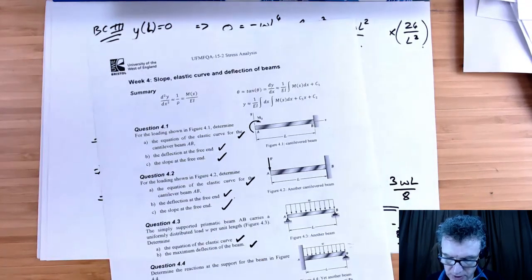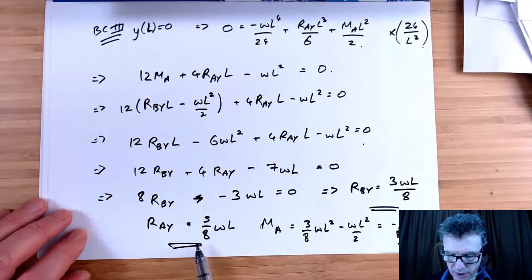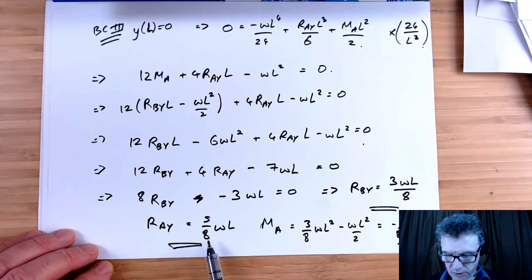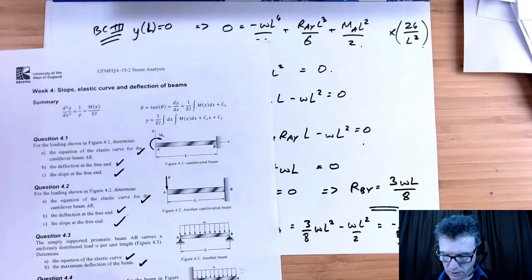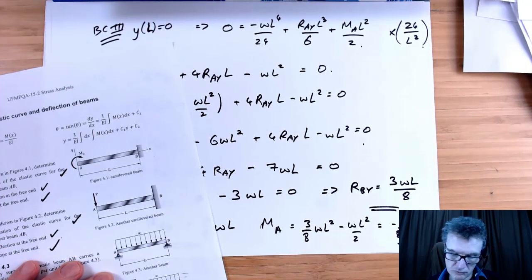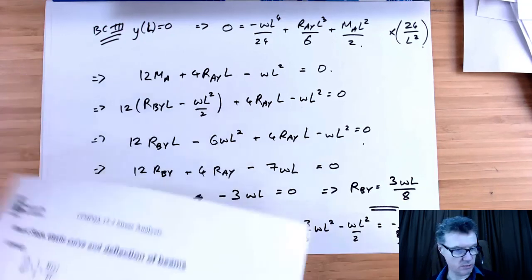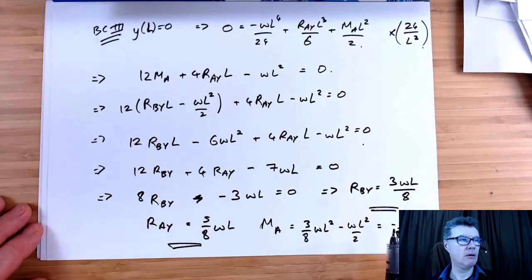Determine the reactions. Actually, we didn't need it. Determine the reactions of the support. So there we go. So the reaction is 5/8 at A, and 3/8 at B. Yeah, I suppose so. Okay, so job done.